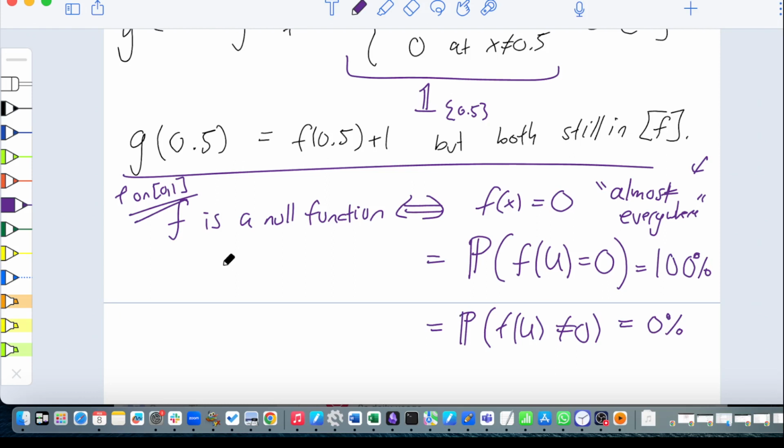In probability, sometimes people, instead of saying almost everywhere, say almost surely. Almost surely.